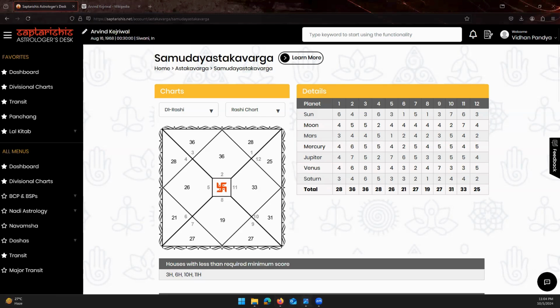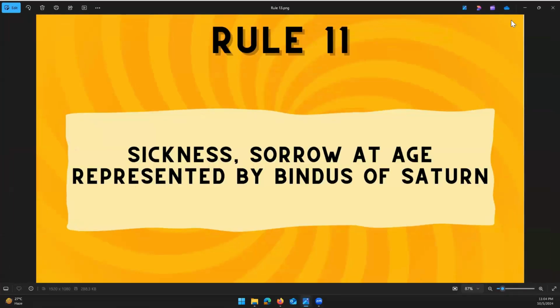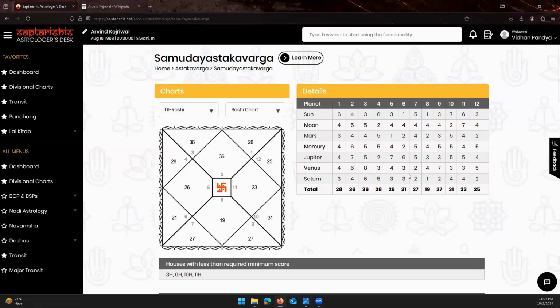And likewise, you can check your chart or your neighbor's chart to see if that rule is working. Look for the house in which Saturn is placed. Whichever house Saturn is in, you have to count the Sarvastakvarga points in the house occupied by Saturn, and that is going to be the age when Saturn will get activated, and it will give the results.